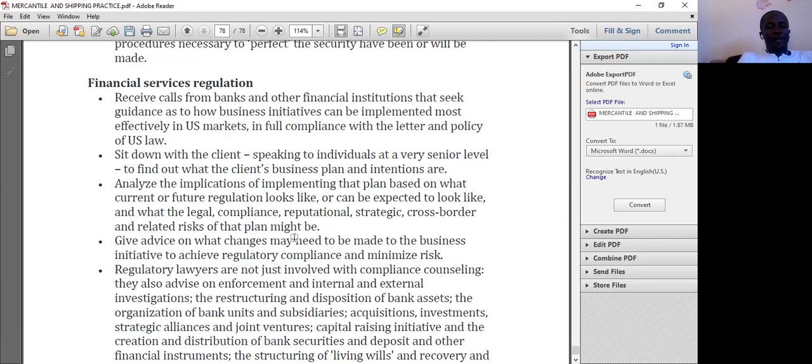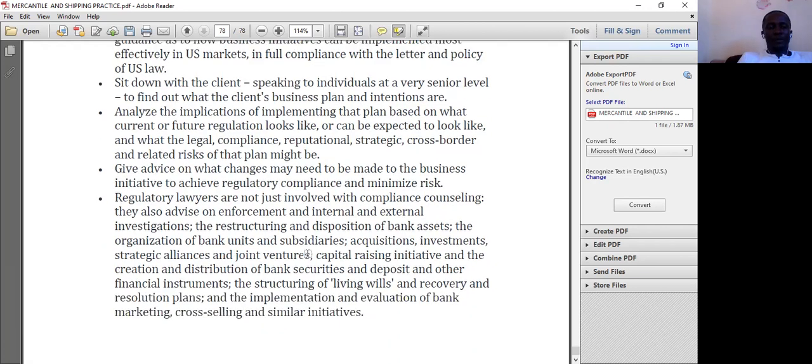Now, on financial service regulations, the lawyer receives calls from the bank, sits down with the client, analyzes the implications of implementing that plan, and gives advice on what changes may need to be made. Regulatory lawyers are not just involved in compliance counseling, but they also advise on enforcement and internal and external investigations.